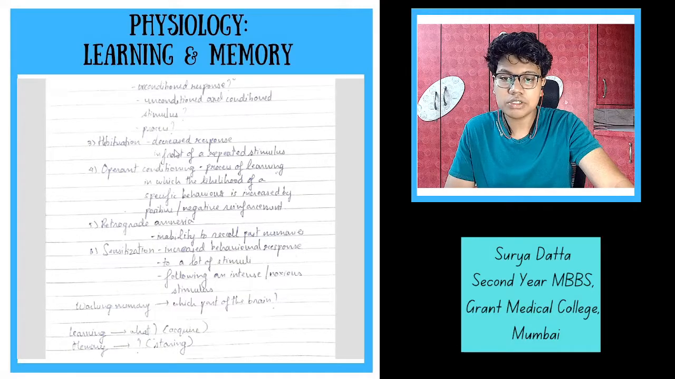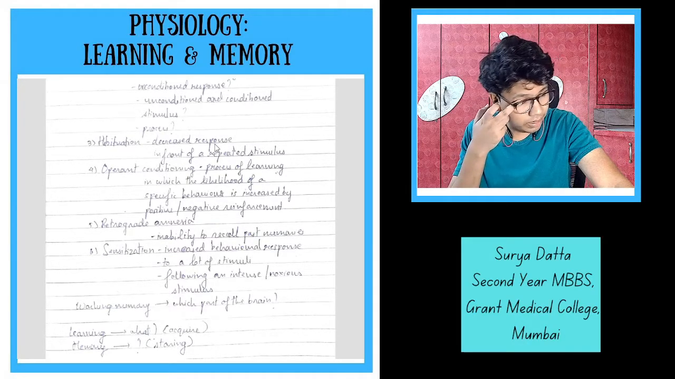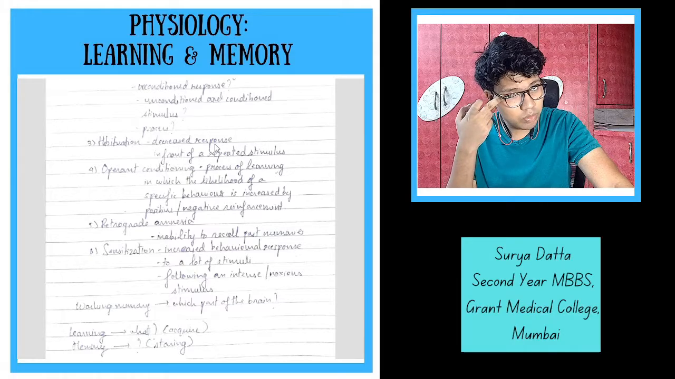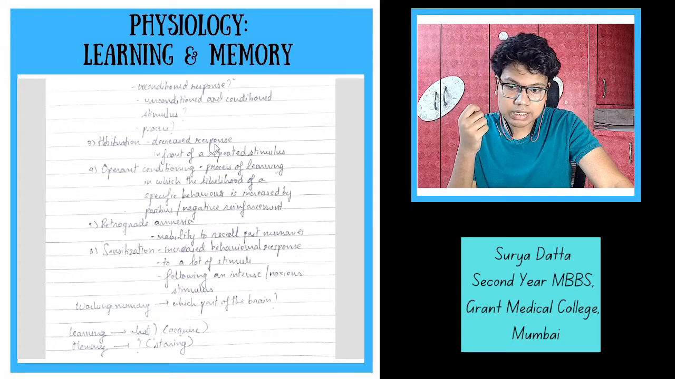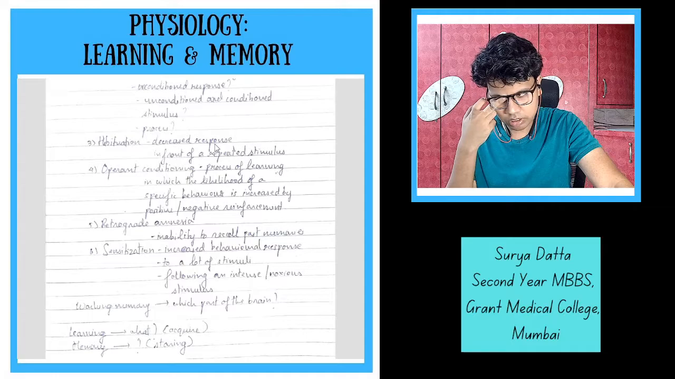Now, habituation. Habituation basically means decreased response. Now, why does habituation occur? Habituation occurs because if you have a stimulus in your mind, what's going to happen is that, let's just say that you're learning, right?